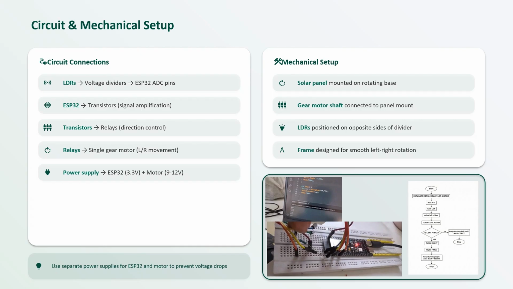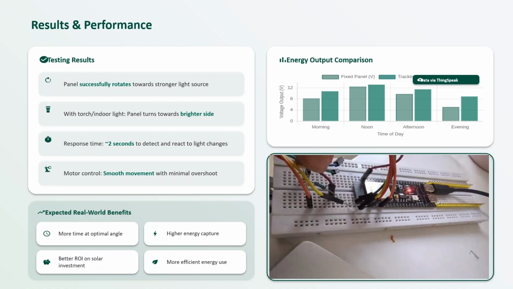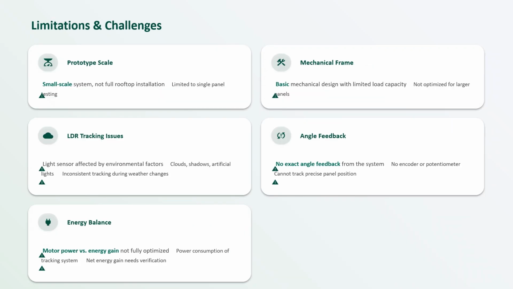Inside the main loop, we will read the LDR values for the left and right side. Then we will calculate the difference between these two readings. If the difference is greater than a certain amount, we will rotate the motor in the direction where the light is stronger. And if the difference is within the amount, we will stop the motor. This process runs continuously in a loop, so the panel keeps adjusting itself throughout the day as the light changes.